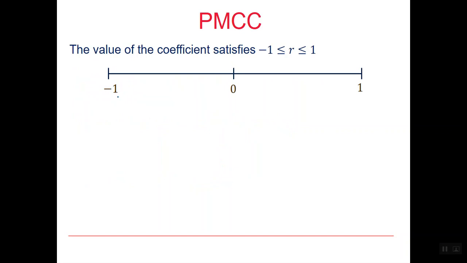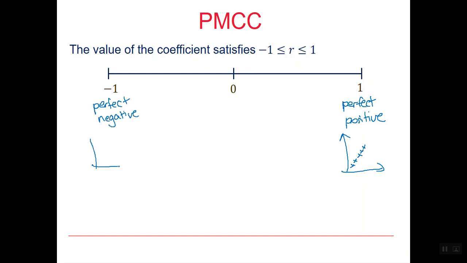The value of the coefficient lies between -1 and 1. 1 represents perfect positive correlation and would look something like this with the points in a straight line. -1 represents perfect negative correlation and would look something like this.